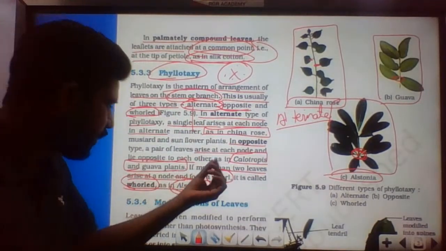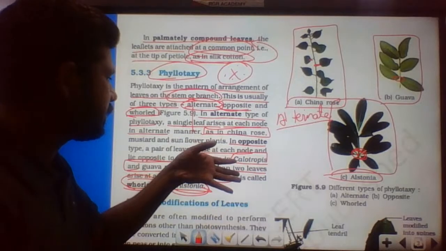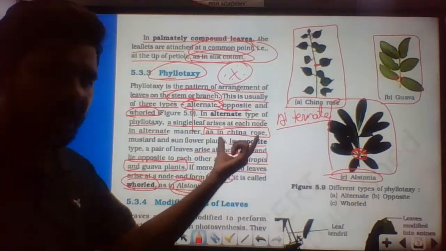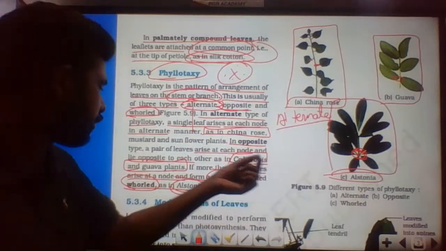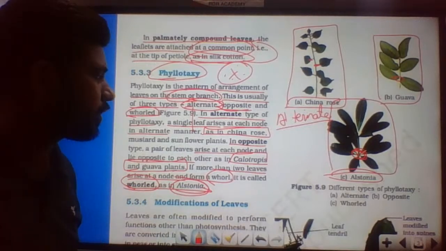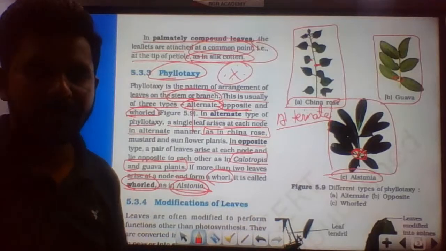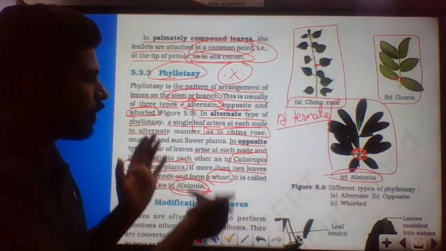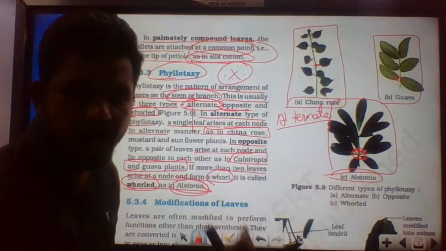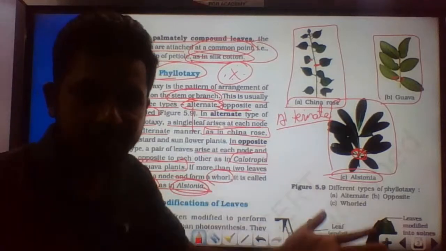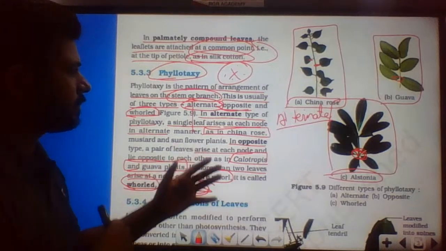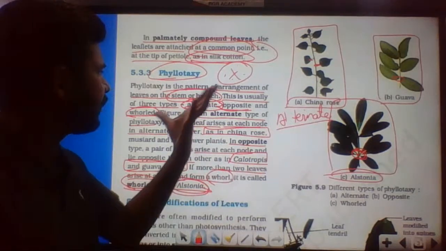Each one has different examples. The first one, alternate, has only one example, China rose. The second one, opposite, has two examples: Calotropis and Guava. The third one, whorl type, is Alstonia. We can also expect match-type questions, where one column consists of plant names and another column consists of phyllotaxy types, and they will ask us to select which one is correctly or incorrectly matched. So we can expect this kind of question from phyllotaxy.